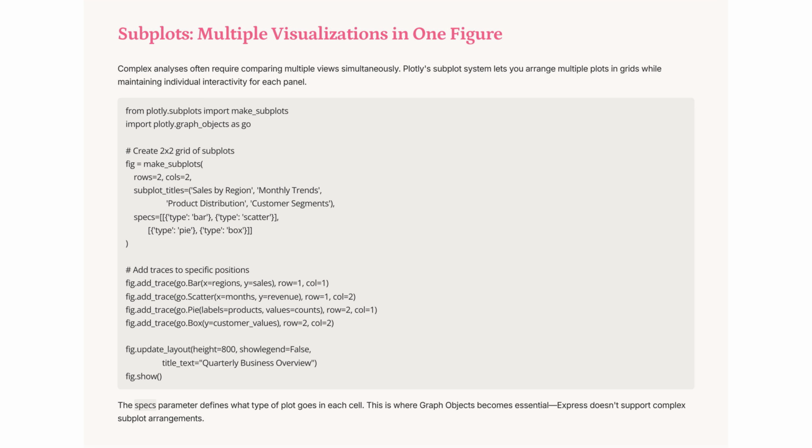Plotly's subplot system allows for complex analyses by arranging multiple plots in grids, each maintaining individual interactivity. Using make_subplots, you can create a 2x2 grid with bar, scatter, pie, and box plots. The specs parameter defines plot types for each cell, essential for complex arrangements not supported by Express.